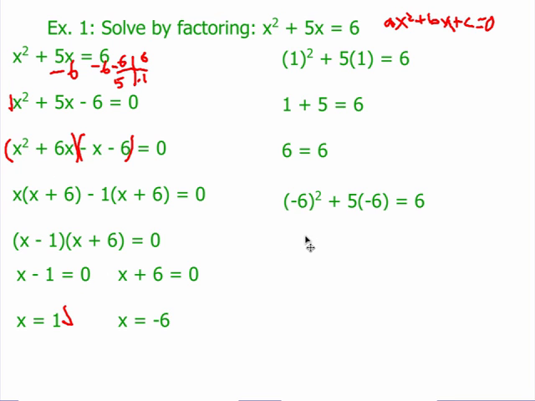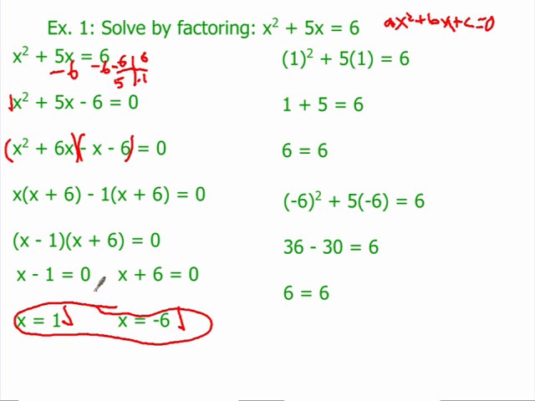Plug in negative 6. Negative 6 squared plus 5 times negative 6. Negative 6 squared is 36. 5 times negative 6 is negative 30. 36 minus 30 is 6. So both of these check out. My answers are 1 and negative 6.